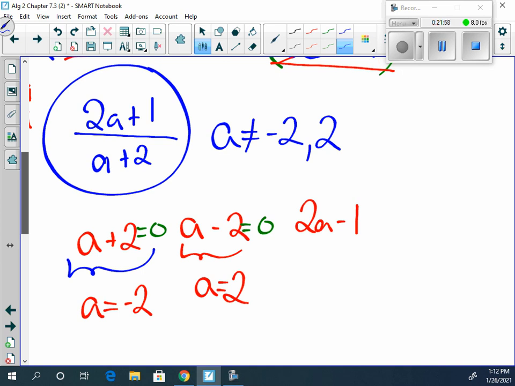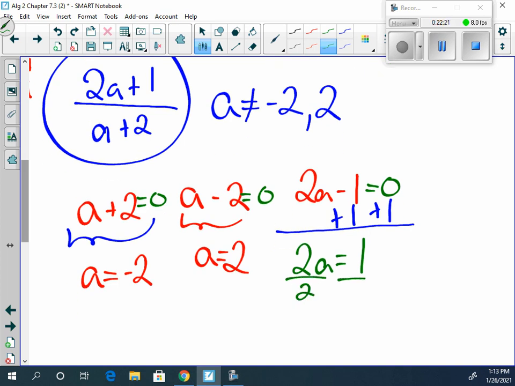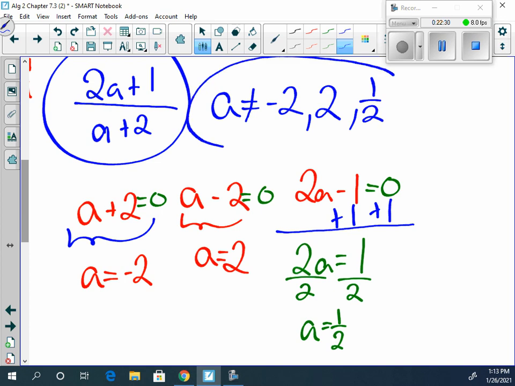Well, then we come to the last one. We need to see what makes 2a minus 1 equal 0. Well, this one might be a little bit harder to see, so we'll go on and write it out, because we can add 1 to both sides, which will tell us 2a is equal to 1, and then we would divide both sides by 2, telling us a is equal to 1/2. So our third restriction would be 1/2. So 2, negative 2, and 1/2 are our three restrictions for this one here.